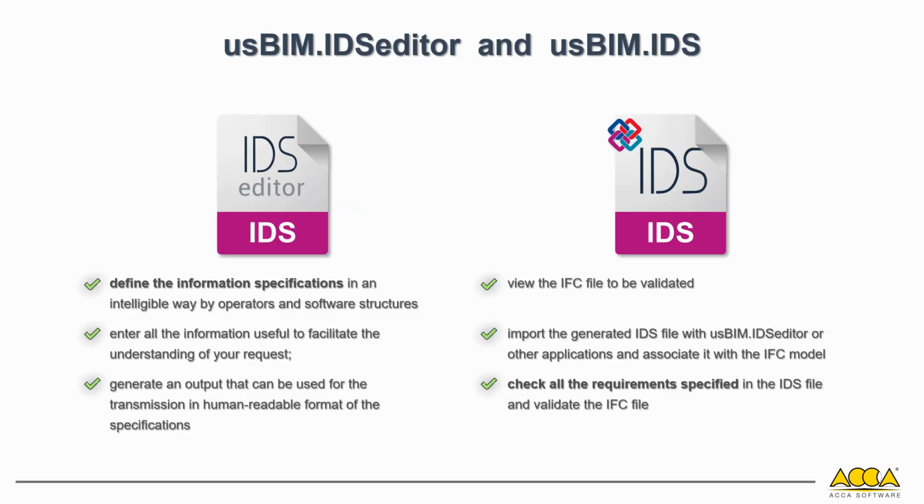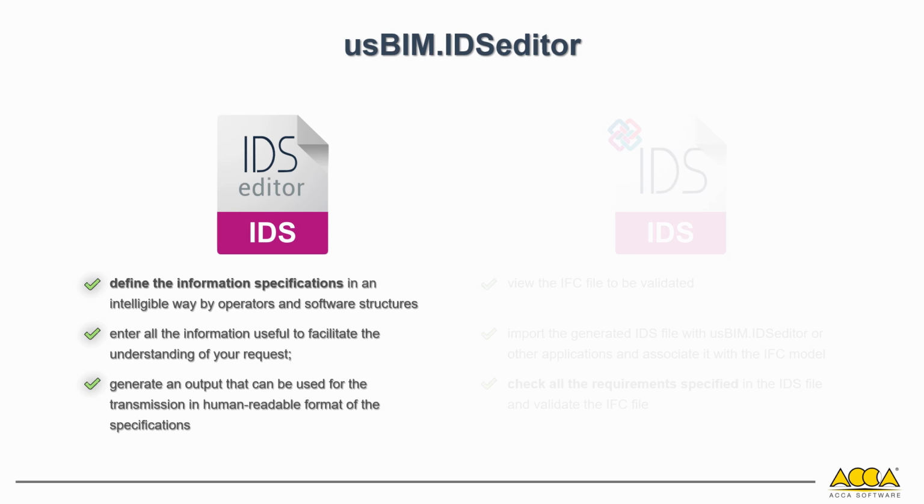In the usBIM ecosystem, ACCA provides 2 solutions dedicated to the IDS standard: usBIM.IDSeditor and usBIM.IDS. Let's look at what they allow you to do in detail. The first application, usBIM.IDSeditor, is available for free to those registered on the MyACCA portal. It allows users to define information specifications in compliance with the latest version of the standard developed by buildingSMART through an intuitive graphical interface.